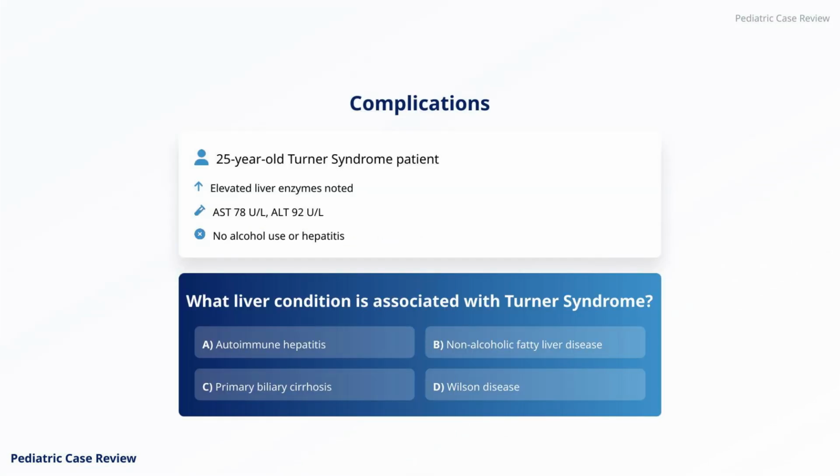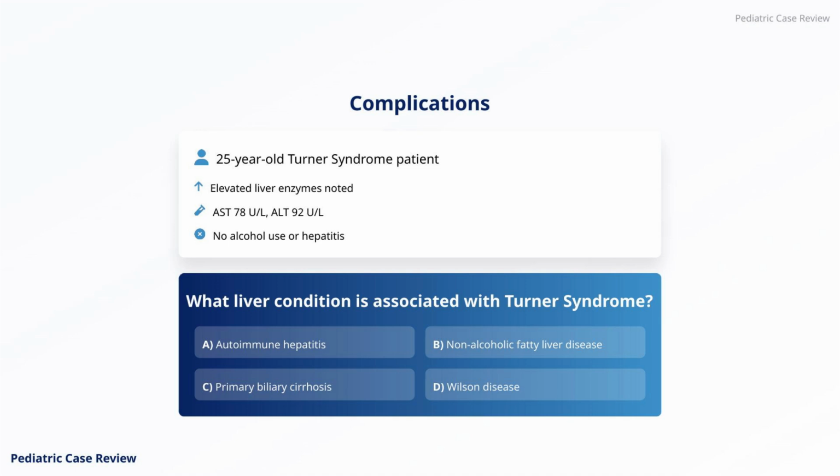A 25-year-old Turner syndrome patient has elevated liver enzymes with aspartate aminotransferase 78 units per liter and alanine aminotransferase 92 units per liter. She has no alcohol use or hepatitis. What liver condition is associated with Turner syndrome? Option A, autoimmune hepatitis. Option B, non-alcoholic fatty liver disease. Option C, primary biliary cirrhosis.